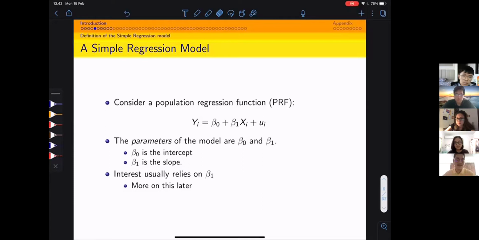Okay, so thank you. I'm going to start first. So the first one is Y. So yes, Y here in this context is the dependent variable.